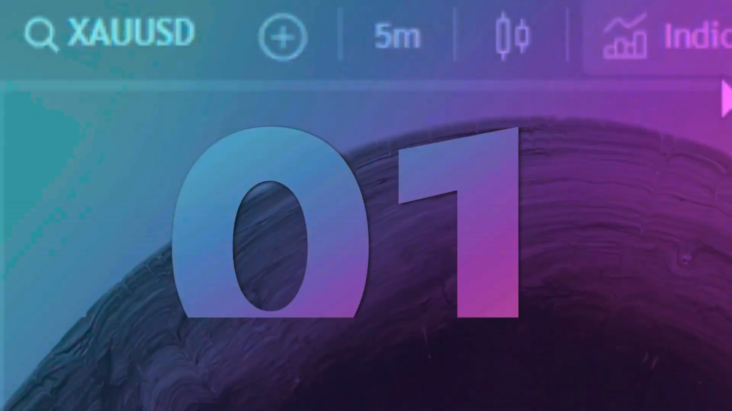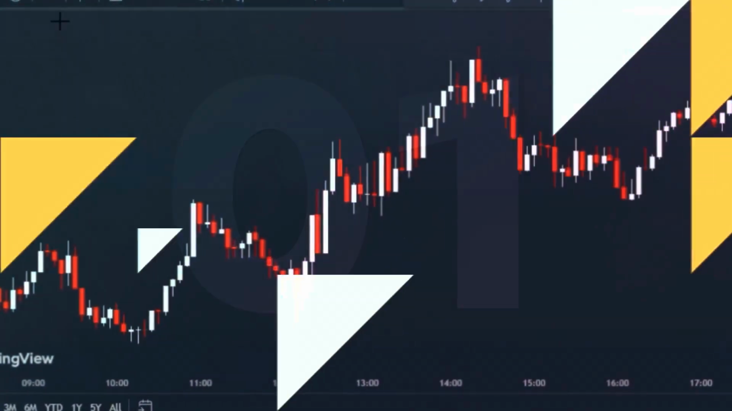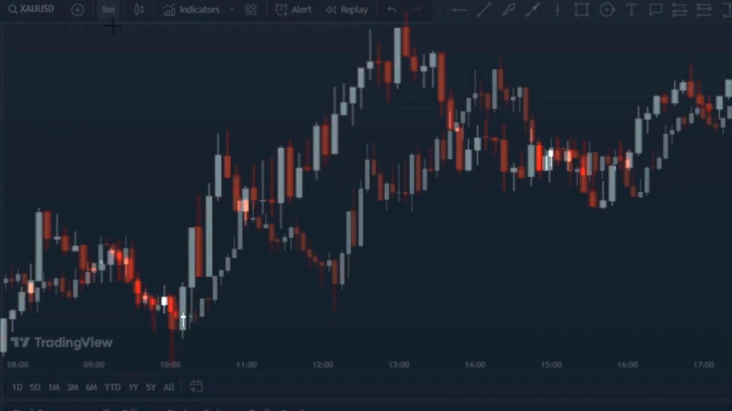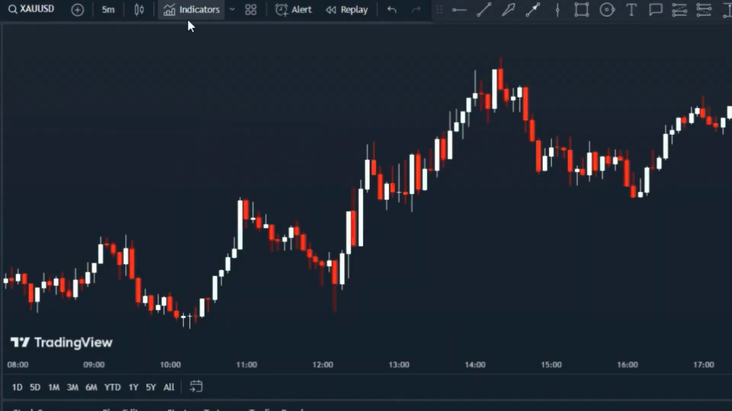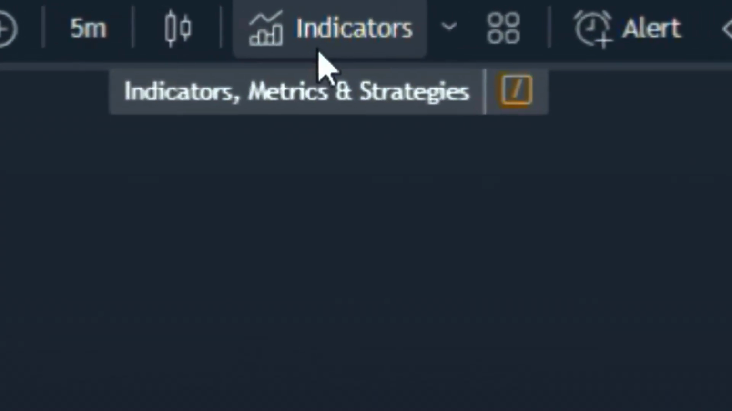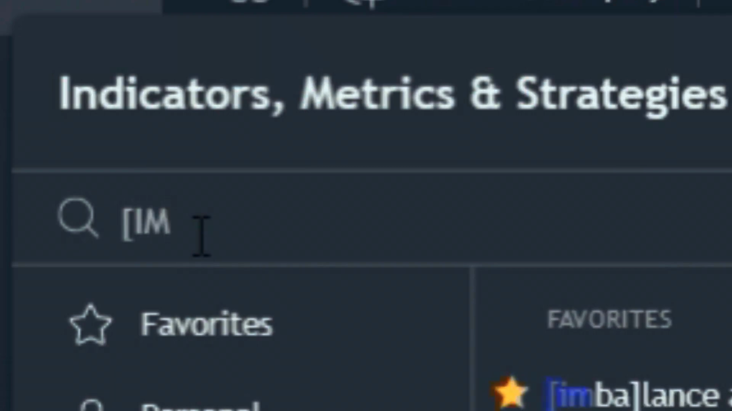Get ready to supercharge your trading game with the powerful Balance Algo indicator. This gem is a game changer for traders like you. Excited to get your hands on it? Here's how. Hop onto TradingView, head straight to the Indicators tab and type in Balance Algo. Once you've found it, give it a quick click to add it to your chart.